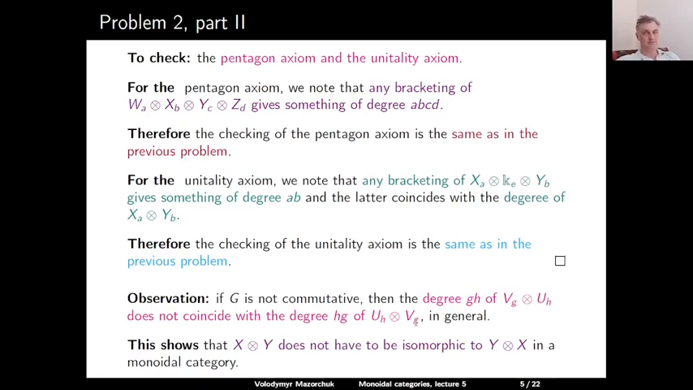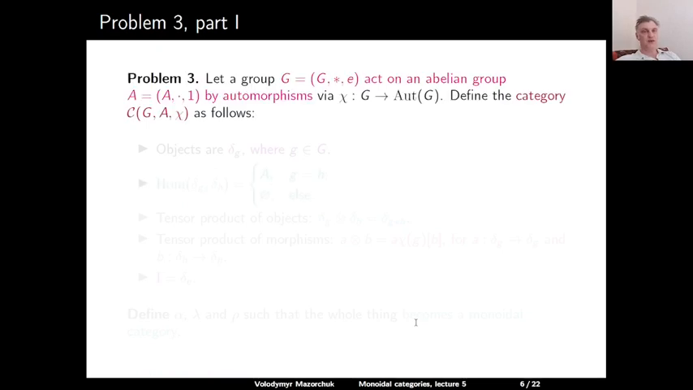Problem 3. Assume that we have a group G which acts on an abelian group A. The identity element in G is e, and the identity element in A is 1. We assume that G acts on A by automorphisms via a group homomorphism chi from G to the group of automorphisms of A. Define the category C, which depends on G, A, and chi, as follows.